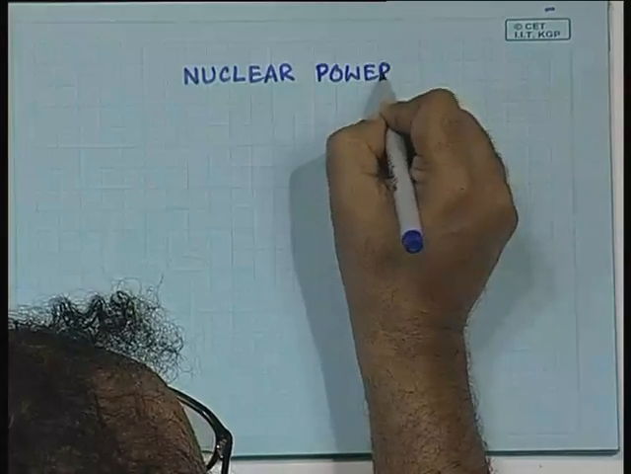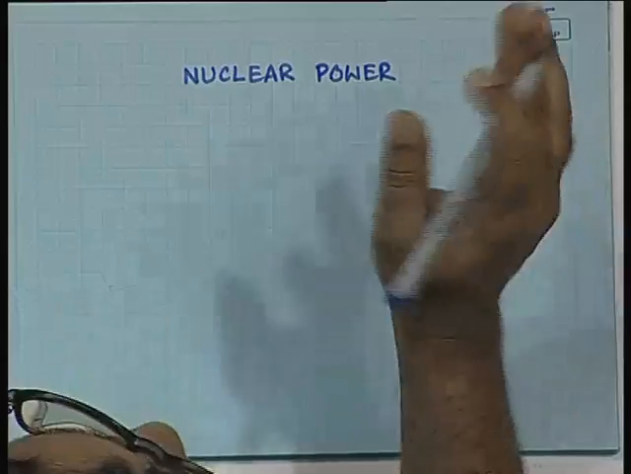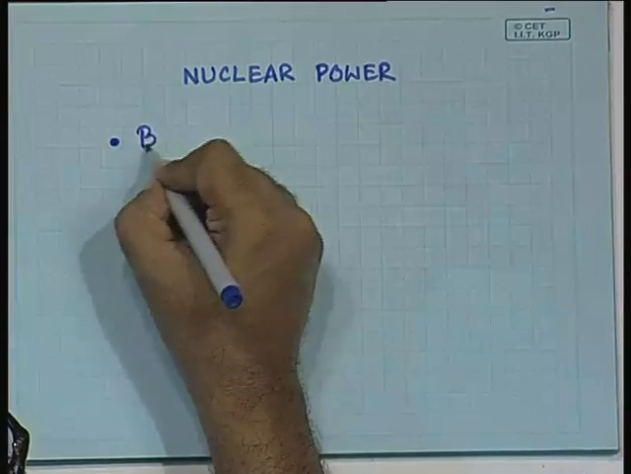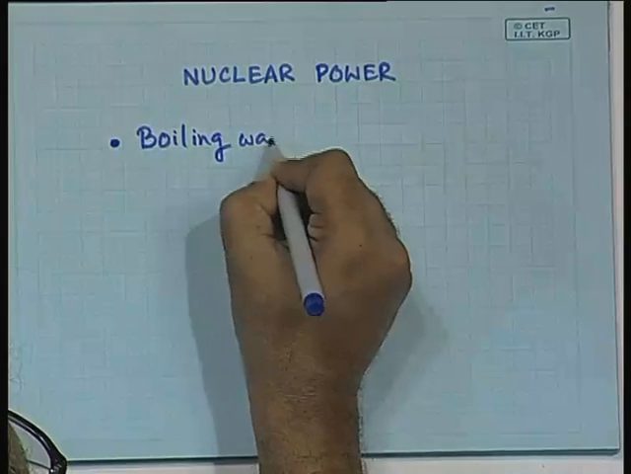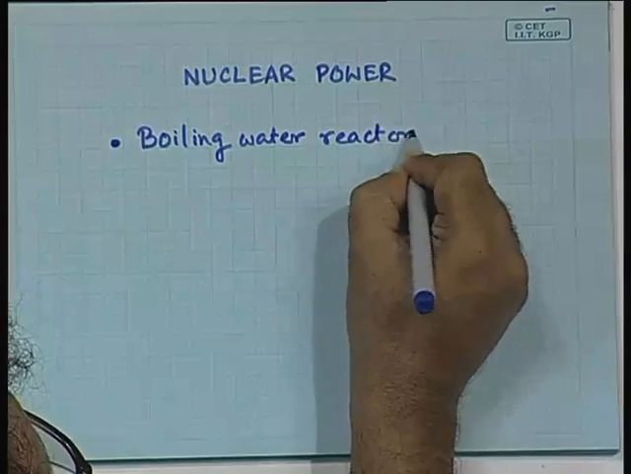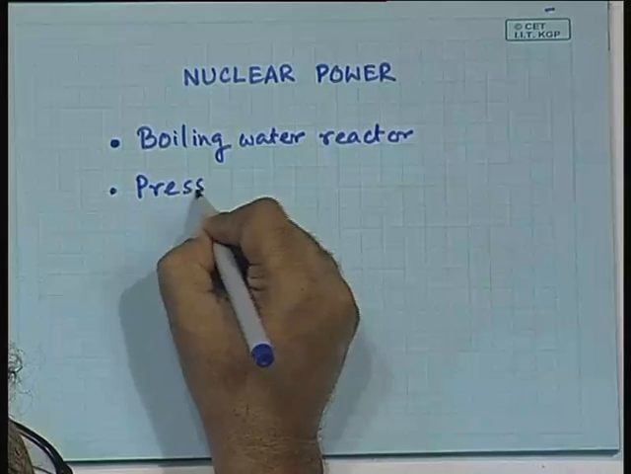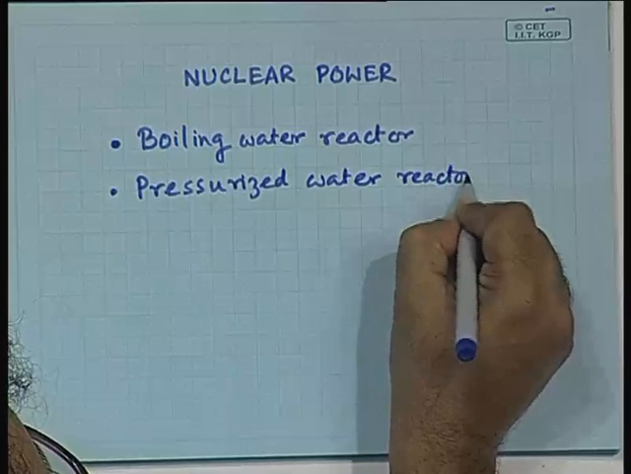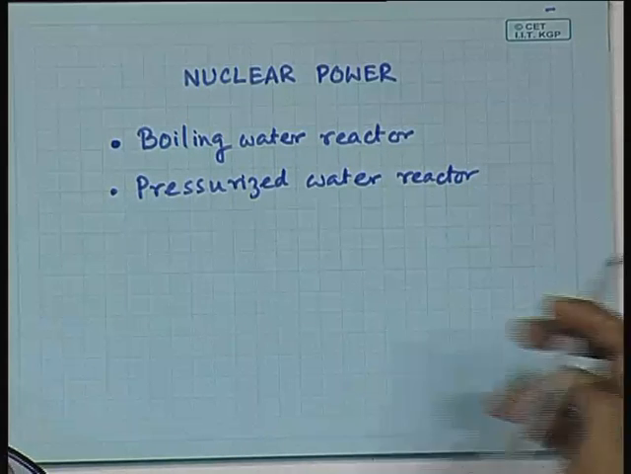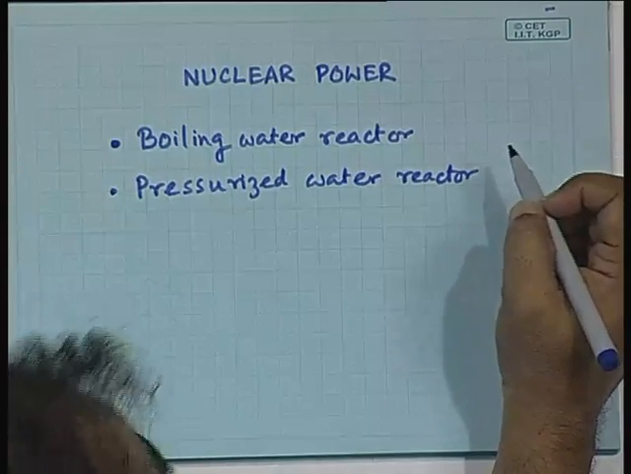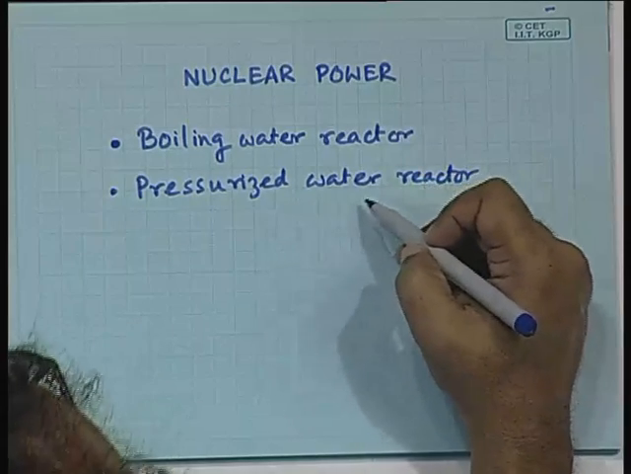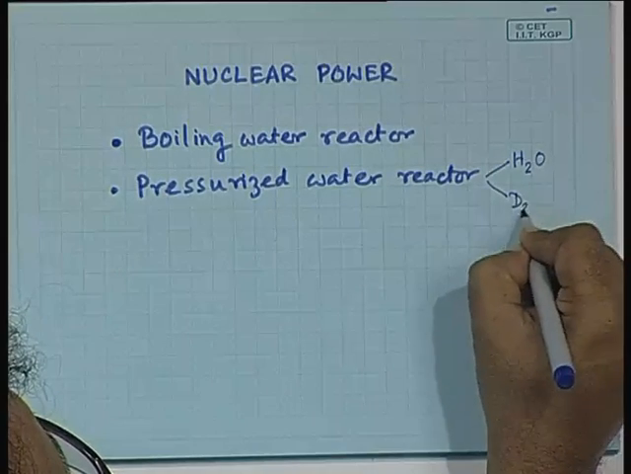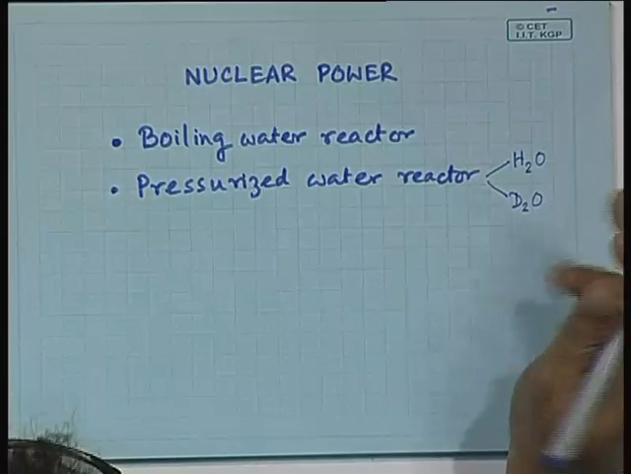Now, here we have a few distinct types of generators that you have heard of. We have heard of the boiling water reactor, we have heard of the pressurized water reactor. The pressurized water reactor is of two types, one where the water is normal water H2O, and also the one where the pressurized water is heavy water, deuterium. So, the two types H2O and D2O. Most of the Indian reactors are of this type.